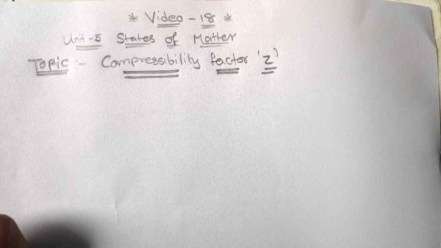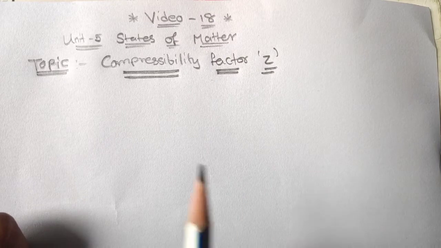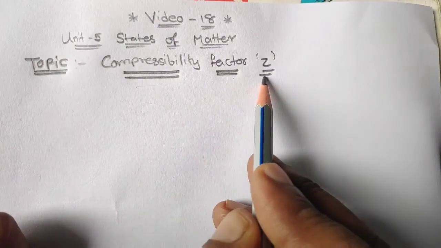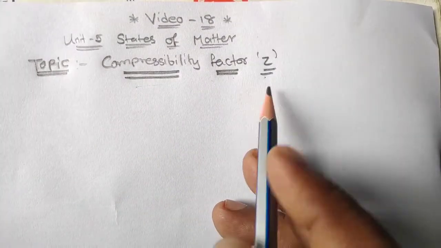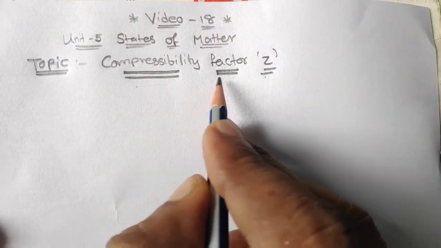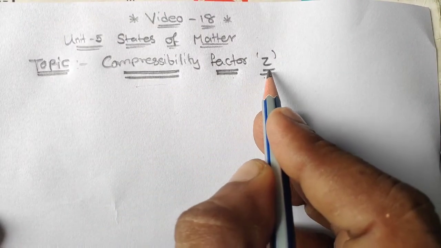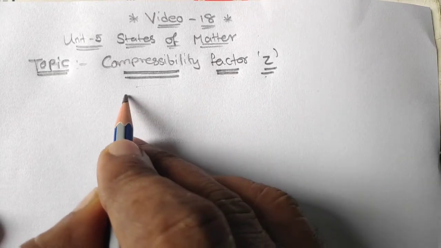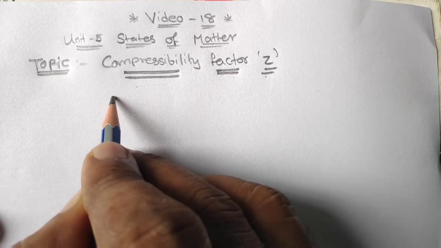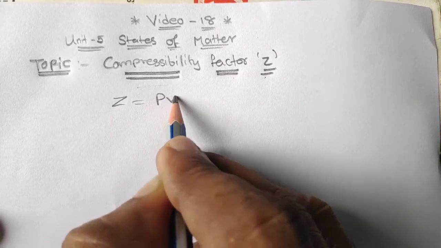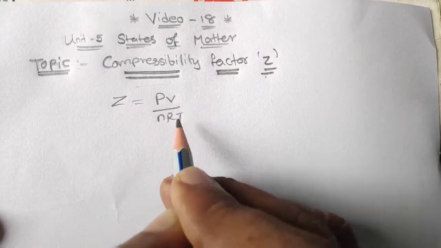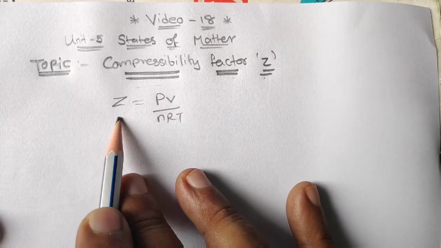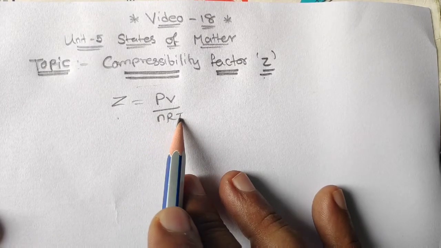In this video 18, we are going to discuss the compressibility factor Z. First of all, what is the use of this compressibility factor? Z is the symbol for that. The formula for Z is Z = PV/nRT. This is how we can find the value of Z by substituting all these values.